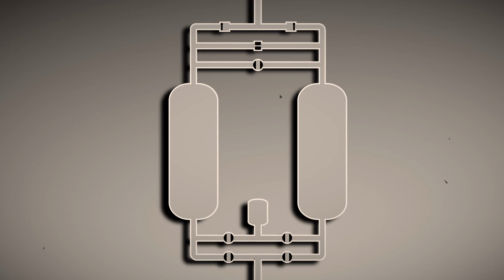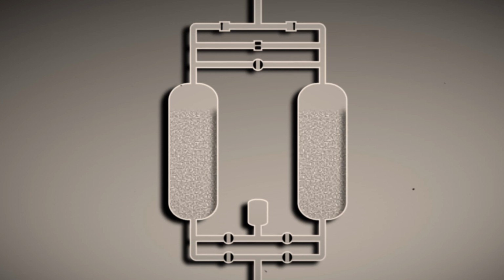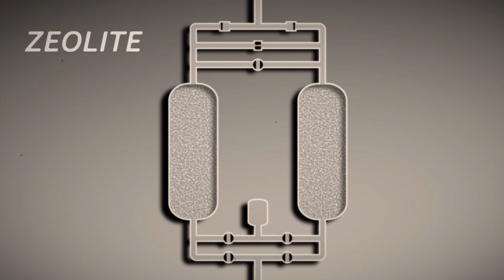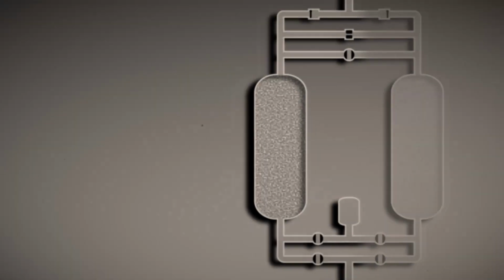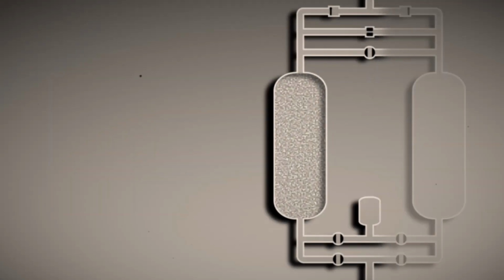adsorption cycle works. Each sieve bed consists of a pressure vessel filled with small round grains of a special man-made material known as zeolite. When compressed air flows through the zeolite, nitrogen molecules in the air will stick to the surface of the zeolite. This process is known as adsorption. Let's look at just one sieve bed to see how this adsorption separates oxygen from air.